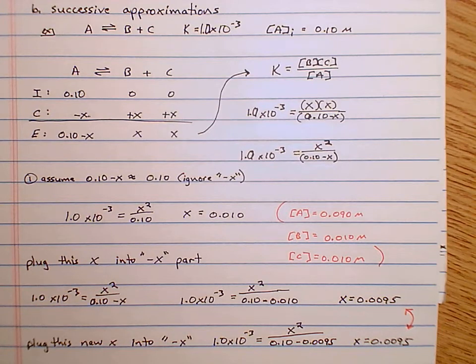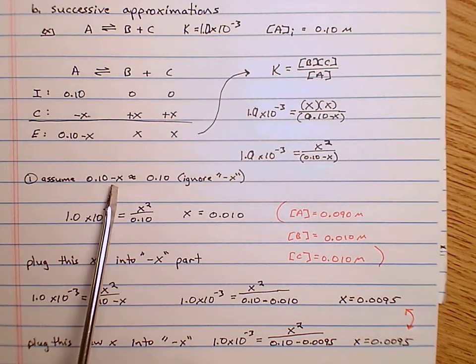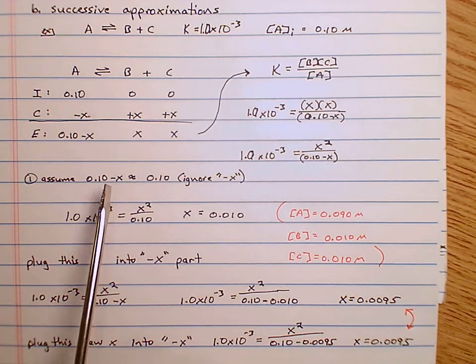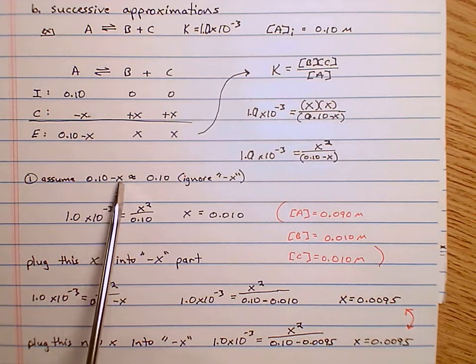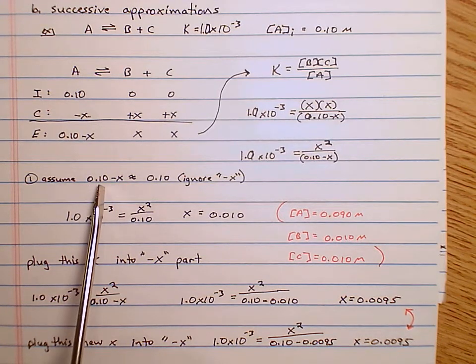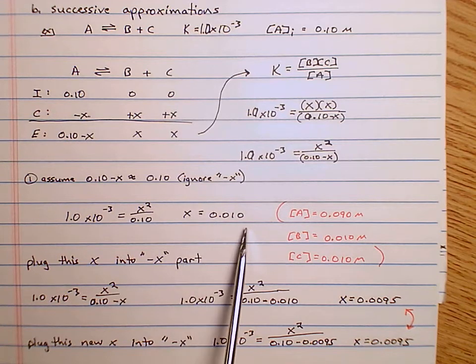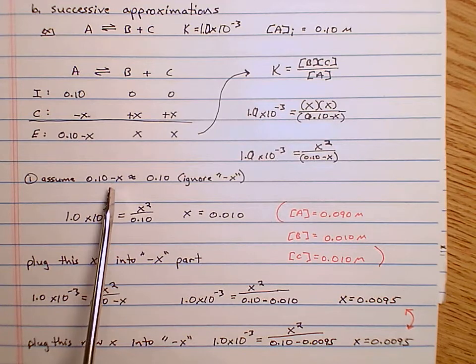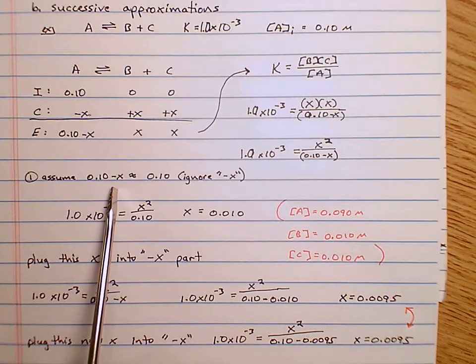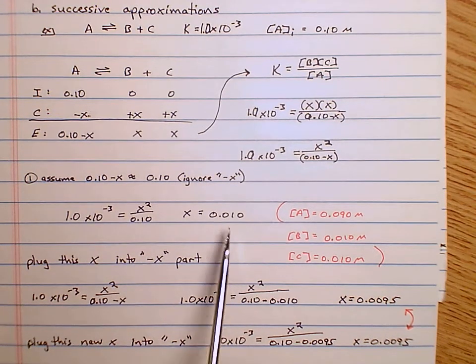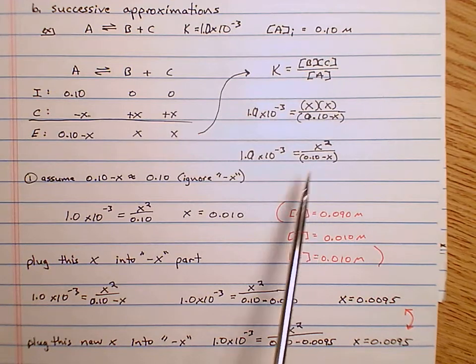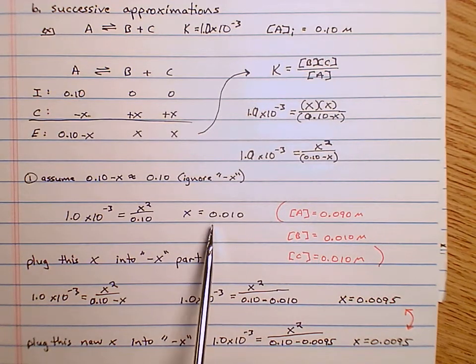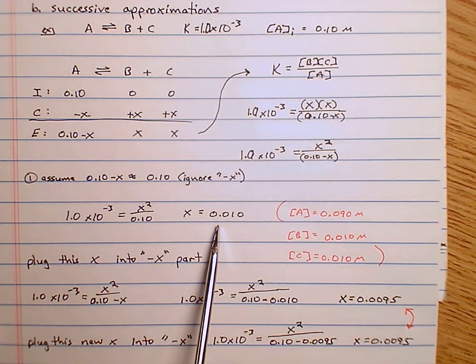However, one thing I also know is that when I did this approximation, I assumed that x was so small that it was essentially 0 compared to 0.1. I now know that this number here is a better value for x than assuming it's 0, than completely ignoring it. I'm going to run this calculation again. Instead of ignoring the minus x up here, I'm going to put in this value for x, which I know is not quite right, but it's pretty close to the right answer.